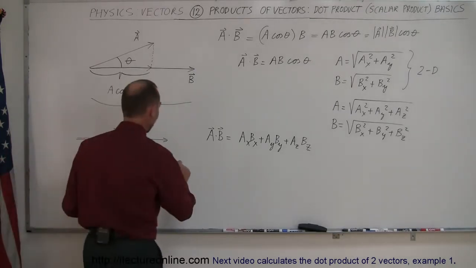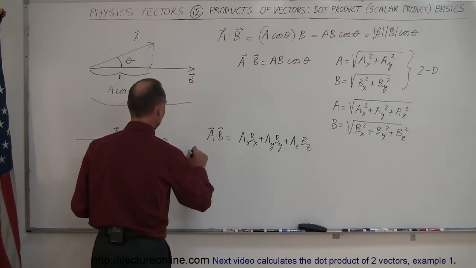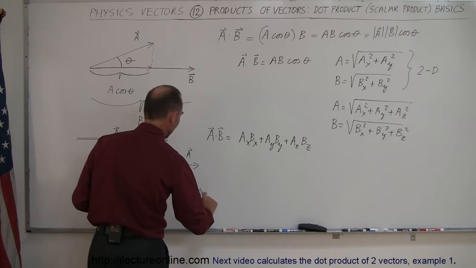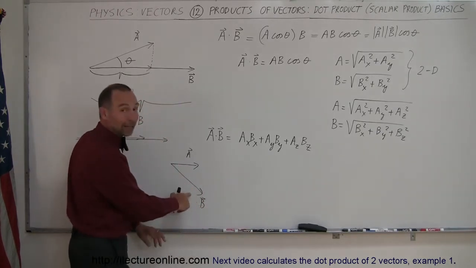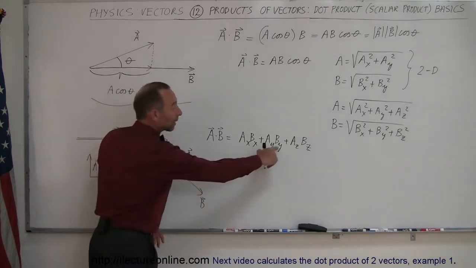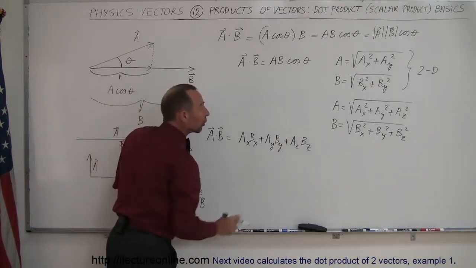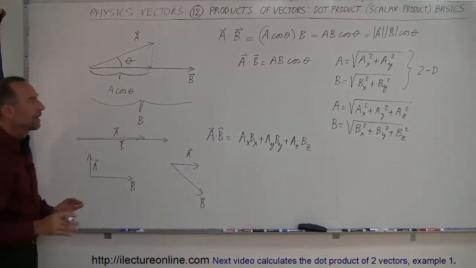For example, if this is the a vector, and I have another vector like this, the b vector, notice that this will have a negative y component, and so the y component would have to be negative. And if there are no z components, then of course z simply would go to 0. So that's how we find the dot product.